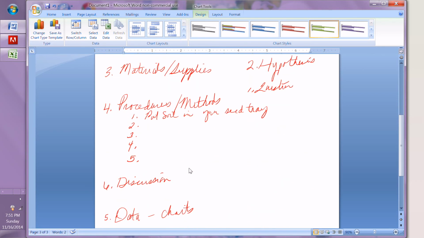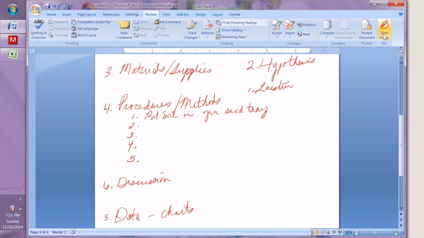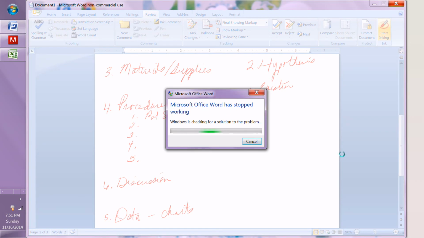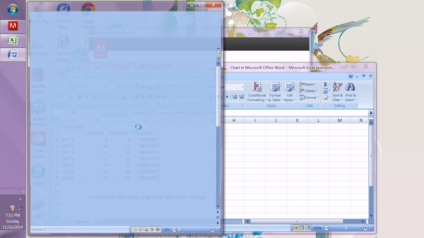After you've got your data represented, then you'll be able to do some discussion, because it might not have turned out how you had hoped it would. I do not know why Microsoft has stopped working. It might not have turned out how you hoped or what your hypothesis was, and that happens sometimes because there's factors that we aren't accounting for.